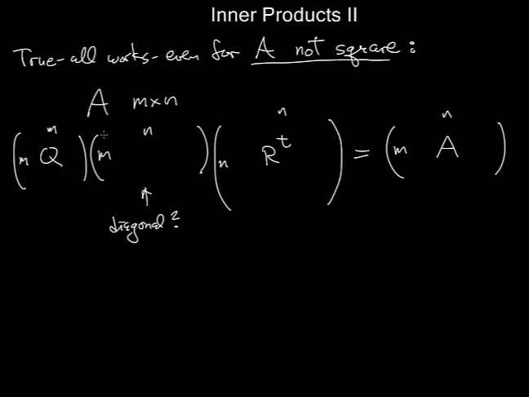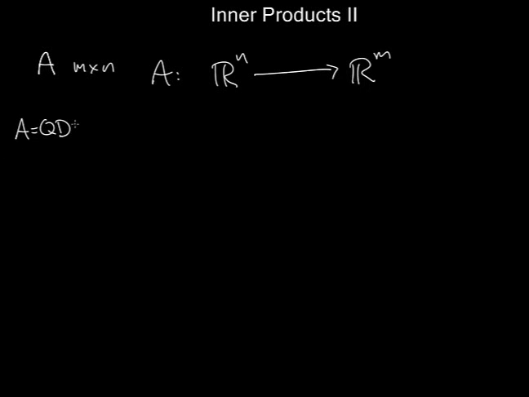Well, what does diagonal mean for a non-square matrix? It looks like this. It's a little square diagonal matrix and then some zeros. So we have A as an M by N matrix. Let's go back and think about this in terms of maps between vector spaces. So you have a map from Rn to Rm. And if I were to write A as QD R transpose, what would that mean?